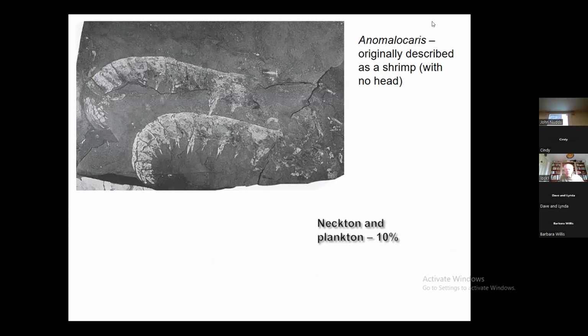This is the body of a shrimp. There's the limbs underneath. And he called it the strange shrimp, or the anomalous shrimp, because it never seemed to have a head. And they also were often preserved in pairs.